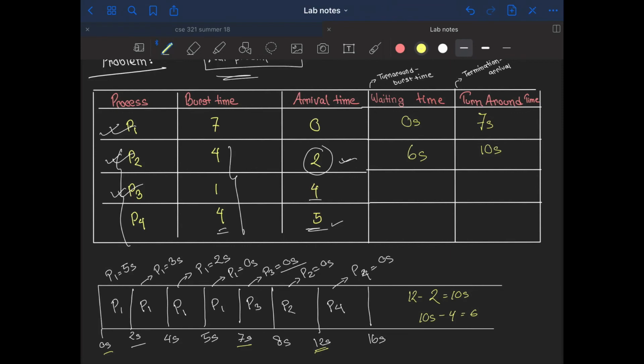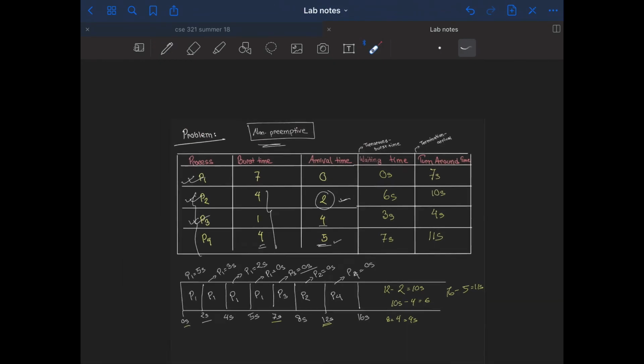P3 came into the RAM at the 4th second and left at the 8th second, so its turnaround time is 4 seconds, and it has a burst time of 1, so it waited for 3 seconds. P4 came at the 5th second, ended at the 16th second, so its turnaround time is 11 seconds and the burst time is 4, so 11 minus 4 is 7 seconds of waiting.